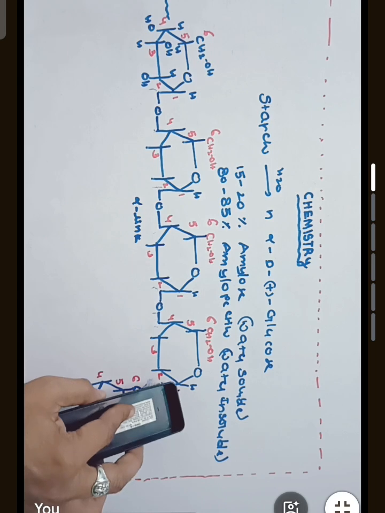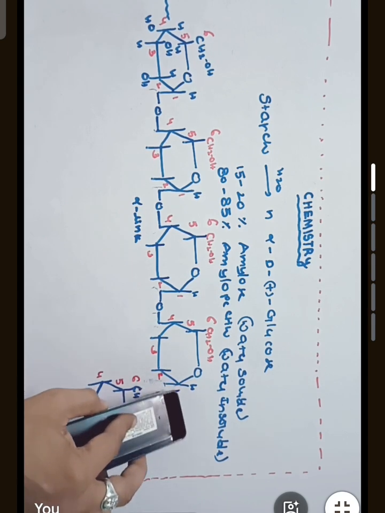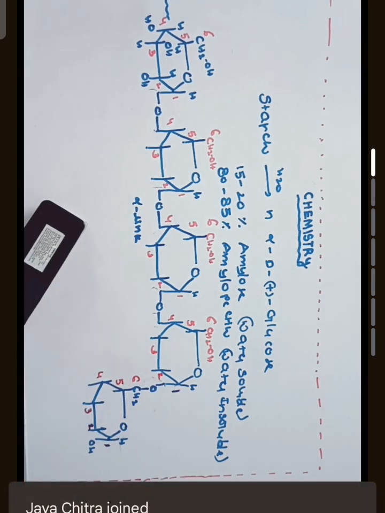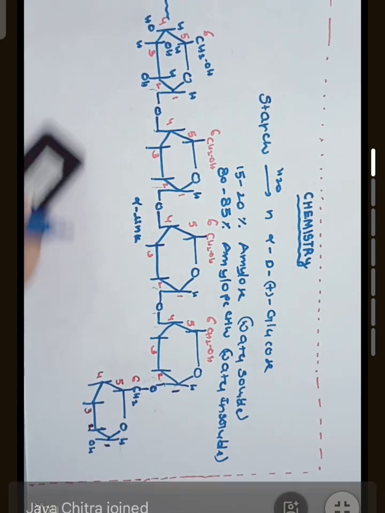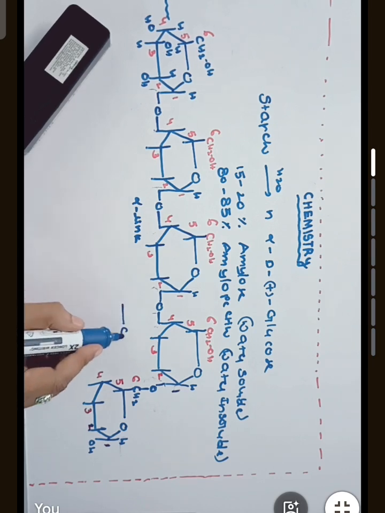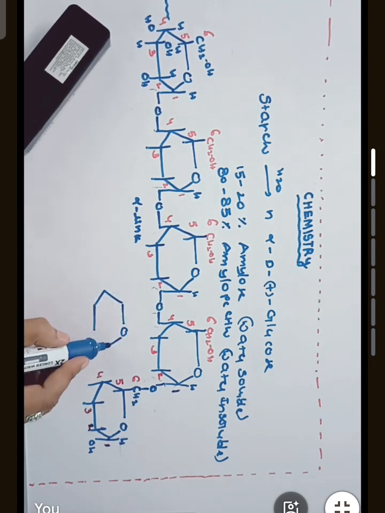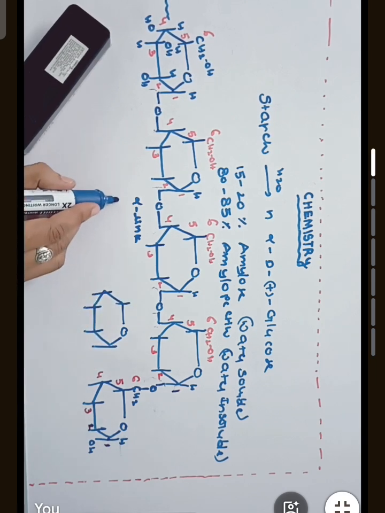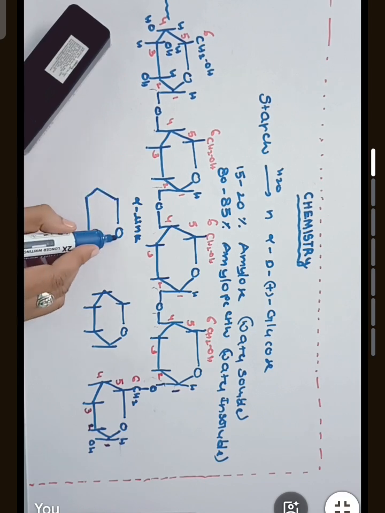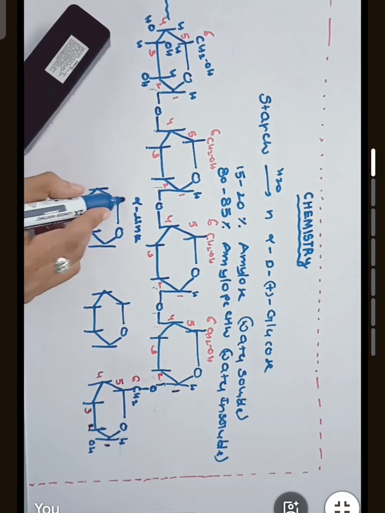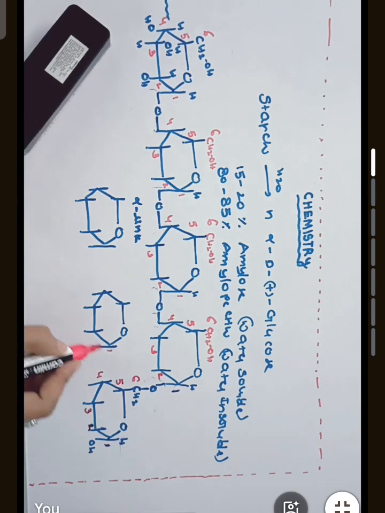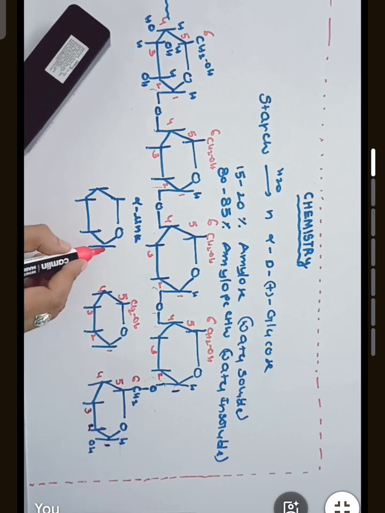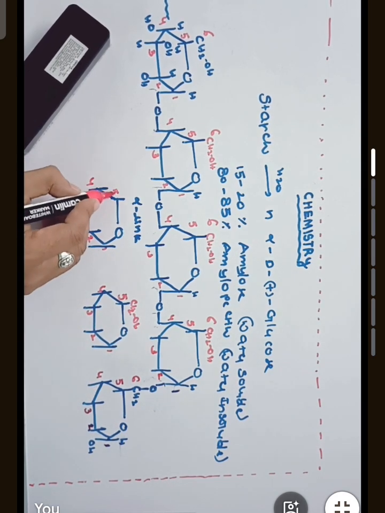The C1 carbon and the C6 carbon of another monomer, a linkage will be formed here. The connection is like that only, and it is a continuation. Again, if we take one more monomer, see clearly, it is also alpha D glucopyranose. Take one more alpha D glucopyranose. First carbon, second carbon, third, fourth, fifth and 6th carbon: 1, 2, 3, 4, 5, 6.